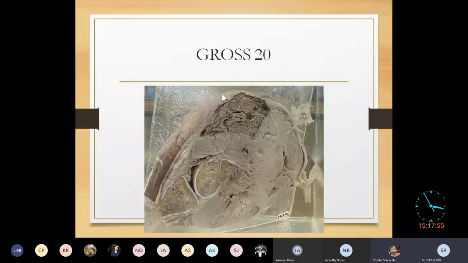I am getting echoes. So can you please repeat slowly? There is gray white area. Okay. Sir, there is hemorrhage and necrosis. Okay.